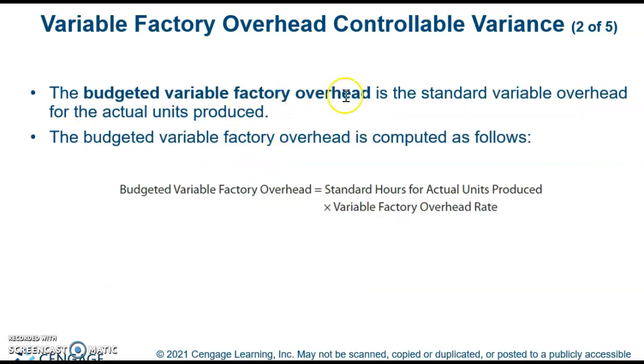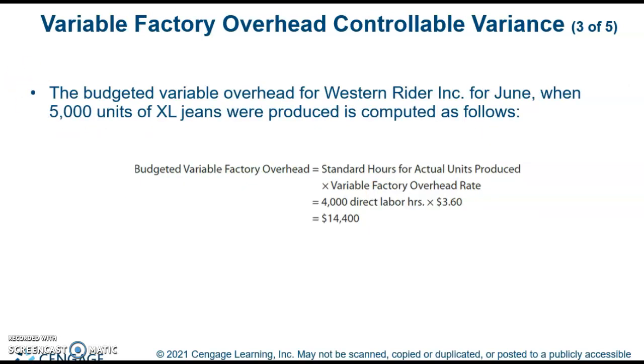The budgeted variable factory overhead is the standard variable overhead for the actual units produced. So we want to compute it as standard hours for actual units produced times the variable factory overhead rate, which is what we just calculated. So for budgeted overhead for Western Ryder, 5,000 units were produced, so that's our actual. We compute it like this. Standard hours for actual units produced is 4,000 direct labor hours times our 360 variable factory overhead rate gives you 14,400.